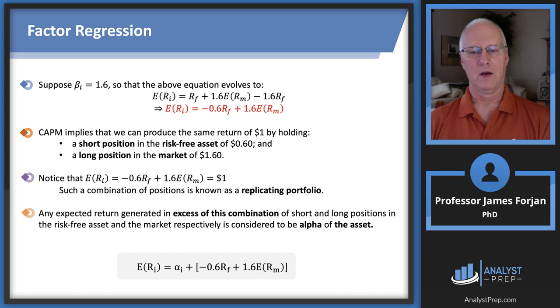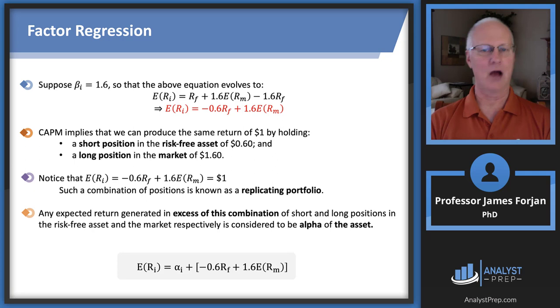And if you look at the equation down at the bottom, you can throw the alpha in there. There's the replicating portfolio after the plus sign. And if we can outperform that replicating portfolio, then we can generate an alpha.